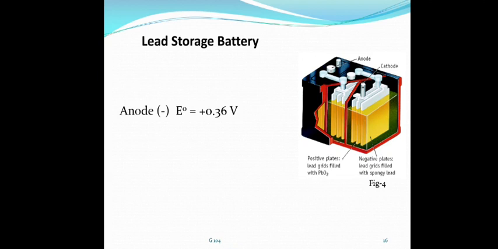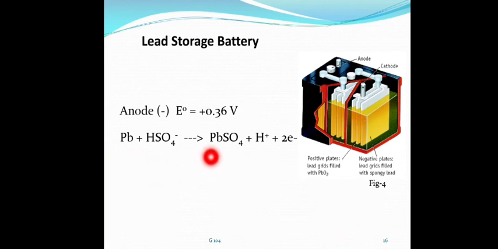What is the electrode potential of the anode, that is the lead plate? 0.36 volts. So here Pb plus HSO4, in the presence of the sulfuric acid electrolyte, turns into PbSO4. H2SO4 gives HSO4 minus plus H plus. So it gives PbSO4 plus H plus, releasing 2 electrons. Pb is turning into Pb2 plus; in PbSO4 the oxidation state of Pb is plus 2.